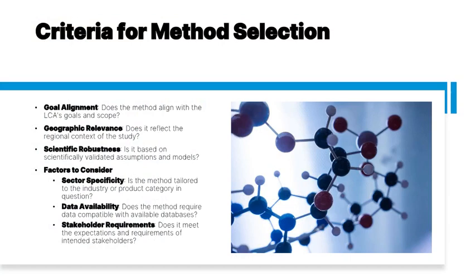Criteria for method selection. Selecting the appropriate method for a life cycle assessment, LCA, study is crucial for ensuring the accuracy and relevance of the results. By considering factors such as goal alignment, geographic relevance, scientific robustness, sector specificity, data availability, and stakeholder requirements, businesses can choose a method that best suits their sustainability objectives. Understanding the criteria for method selection empowers businesses to conduct meaningful and impactful LCAs that drive positive environmental change.